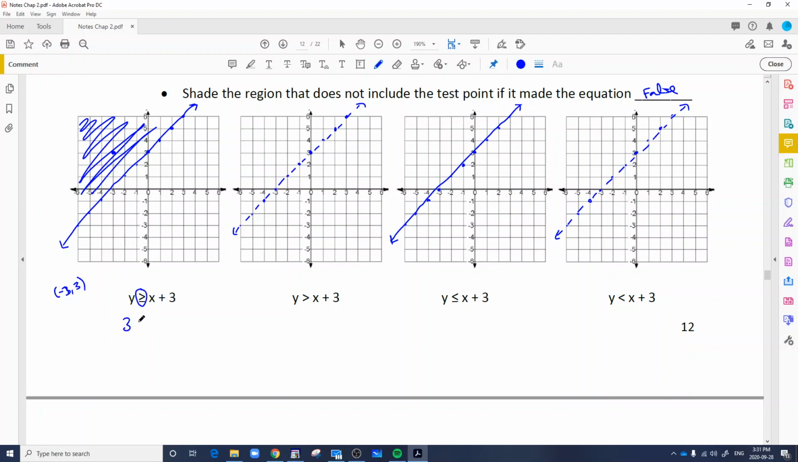So if I put in y is 3, is 3 greater than or equal to -3 plus 3? Is 3 greater than or equal to 0? Yes, this point made the equation true. So you're shading the side that is true. If I were to test a point like 0, 0, which is on this side, it shouldn't make my equation true. So is 0 greater than or equal to 0 plus 3? 0 is not greater than or equal to 3, so this is false. So this point did not make the equation true, so we shaded the other side. This point did make the equation true, so we shaded that side.